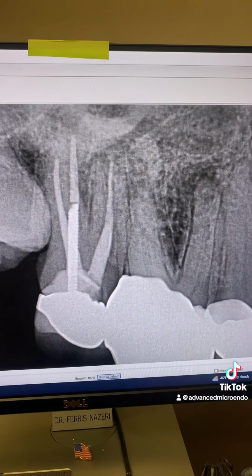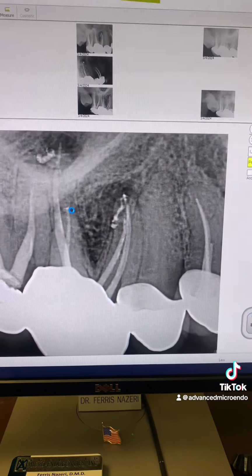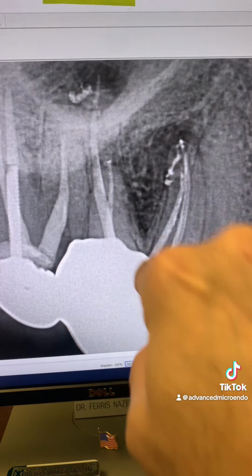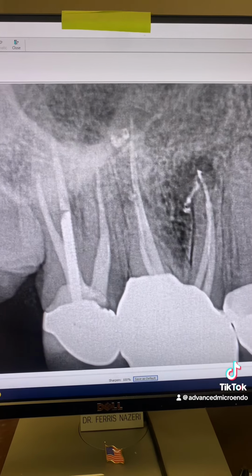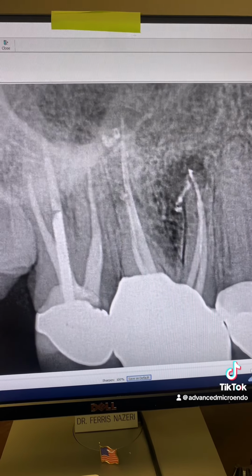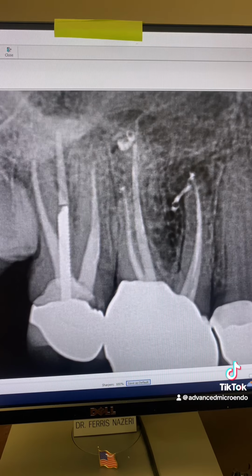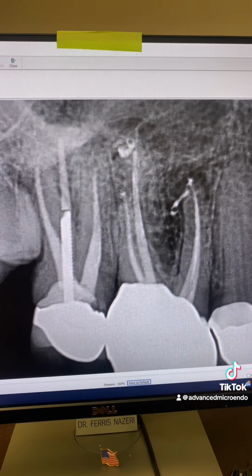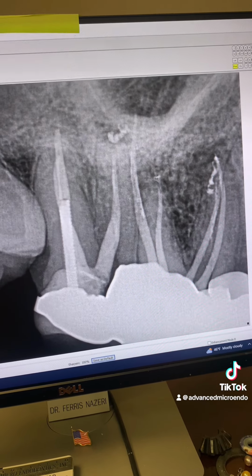And take a look. And here's the post-op. MB1, MB2, distal buccal and palatal. As you can see, everything went beautifully. Let me show you a different angulation. You can see that. Everything went great. That's another angulation. So we went ahead and temporized the tooth and referred the patient back to his dentist for the permanent restoration. And that's another angulation.